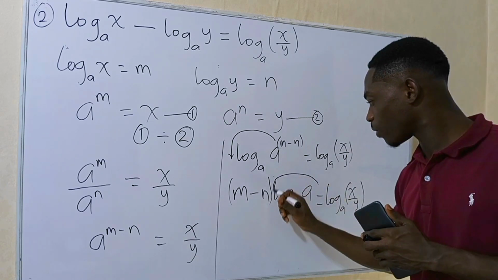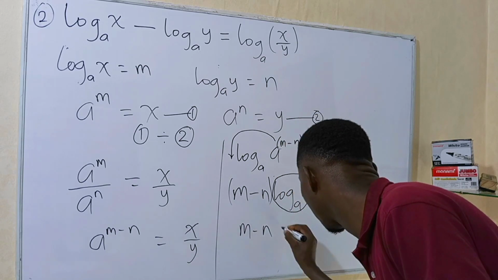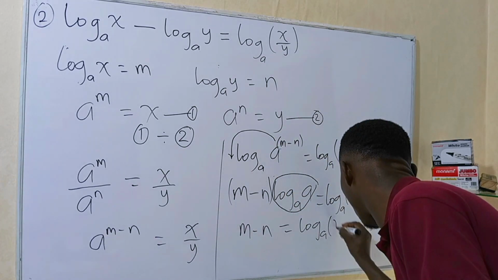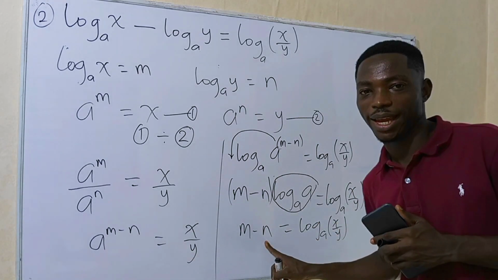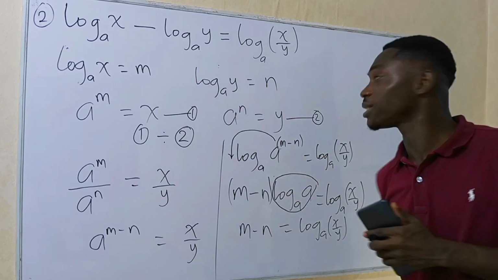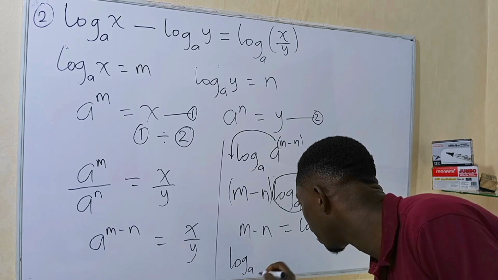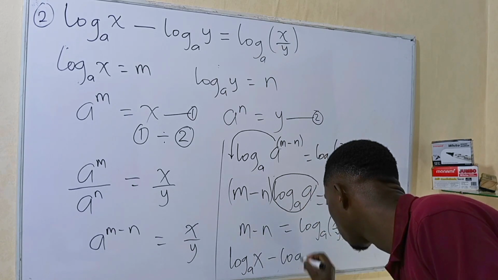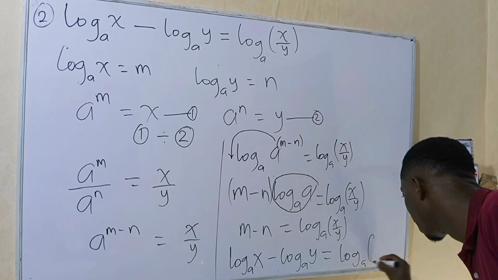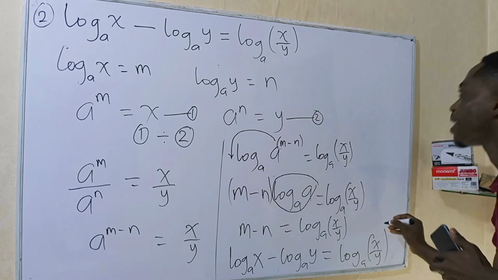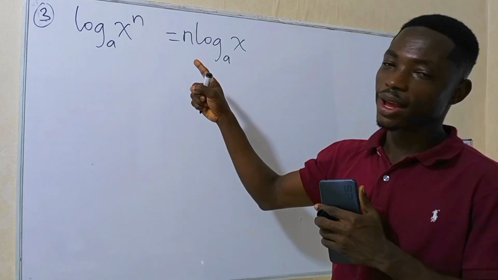Now we know that the whole of this is giving us just 1. So on the left-hand side, we will have m minus n is equal to log base a of x over y. We know what m is. We also know what n is. They are all here. Let's go ahead and replace them back, so that if we do that, we will end up getting log base a of x minus log base a of y, and this is giving us log base a of x over y, just as we have here. Log 3. All right, now this right here is the log 3.